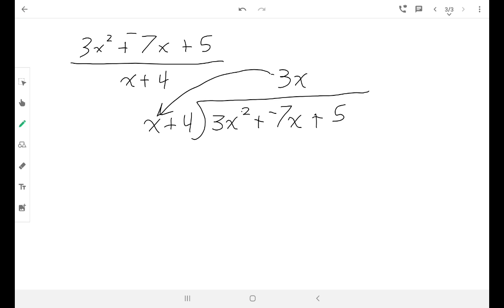I'm going to multiply, but I'm going to distribute. Okay? So I'm going to multiply by both of those things there. So 3x times x is 3x squared. And the whole idea was to match those up. Plus 3x times 4 is 12x.